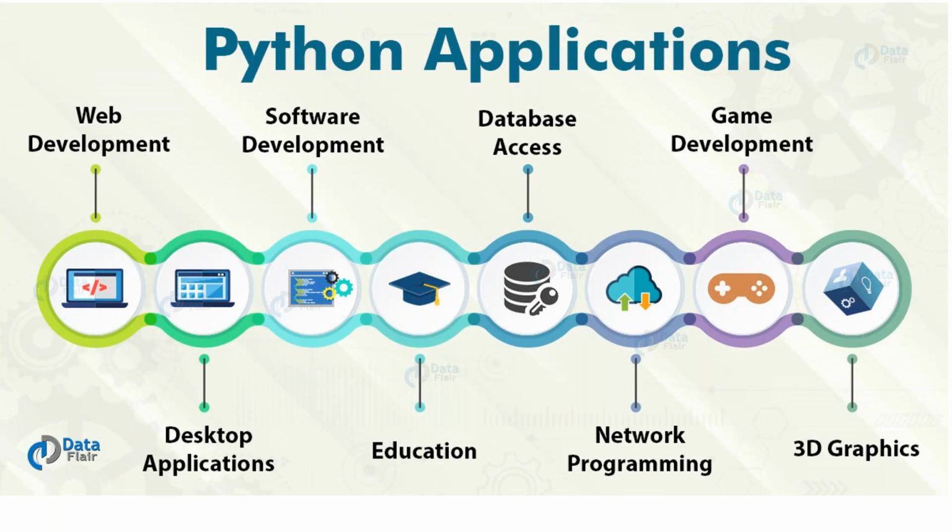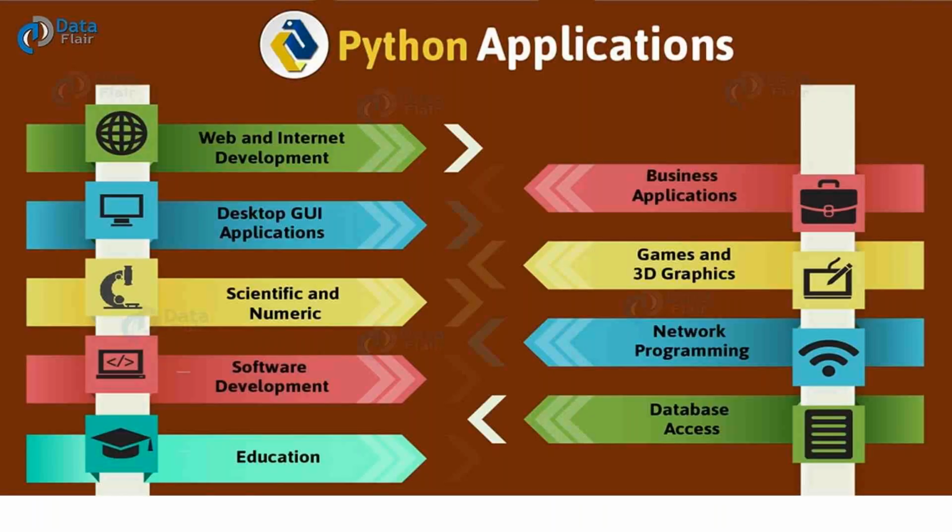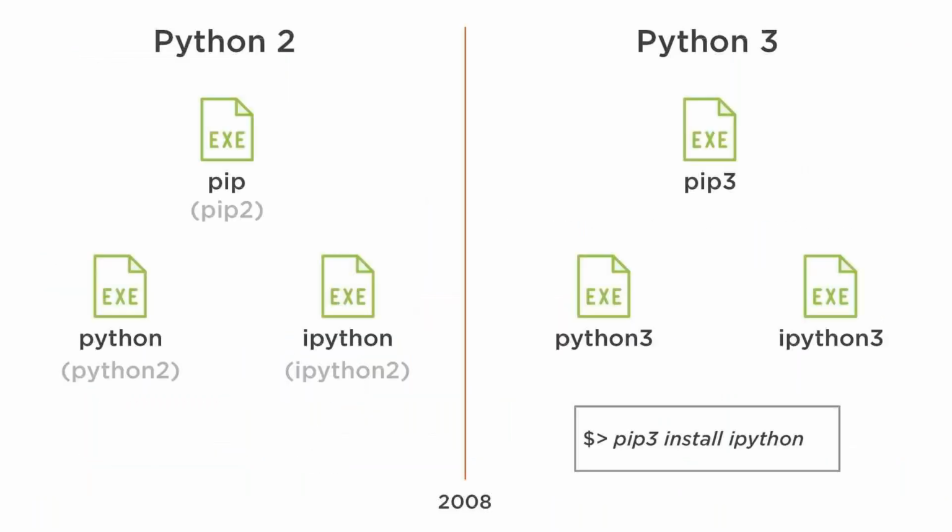If you look at the Python use cases, we use it in web development, software development, database access, game development, 3D graphics, network programming, education, desktop applications, and many more. This is the stuff which we have. Now in this slide, also look at Python 2 versus Python 3.